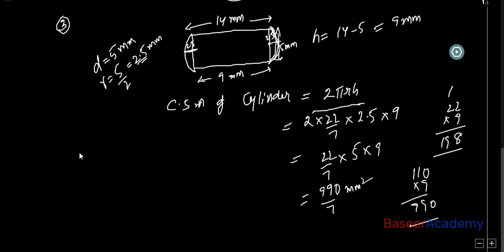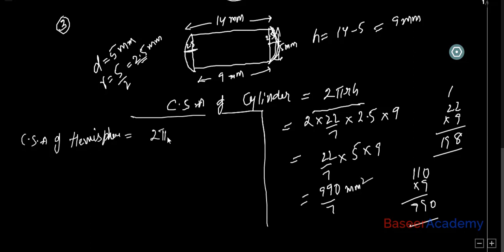Now we'll find out the CSA of the hemisphere. What's the formula for finding CSA of a hemisphere? It is 2 pi r square. 2 into the value of pi, which is 22 by 7, and the value of r is 2.5. 2 into 22 is 44. 44 by 7 into 2.5 square, which would be 6.25, right.